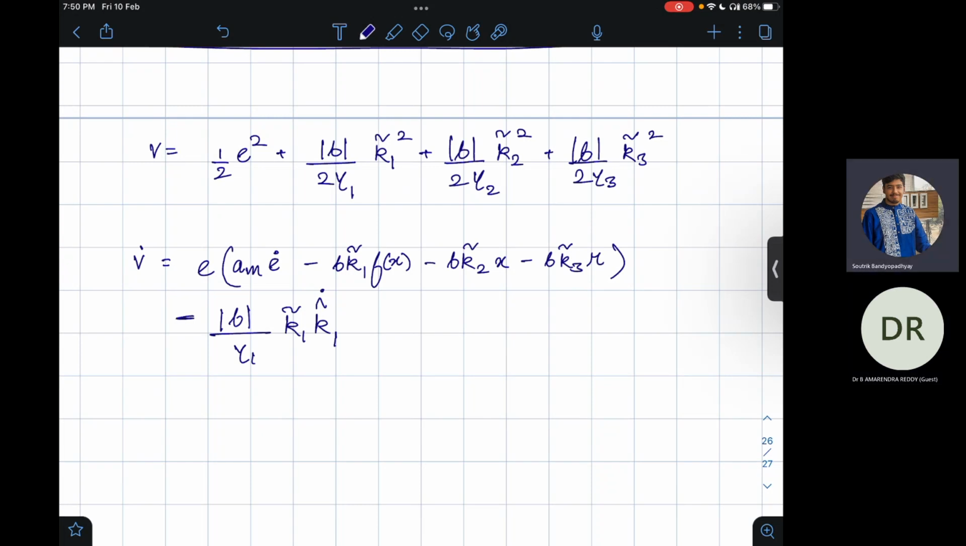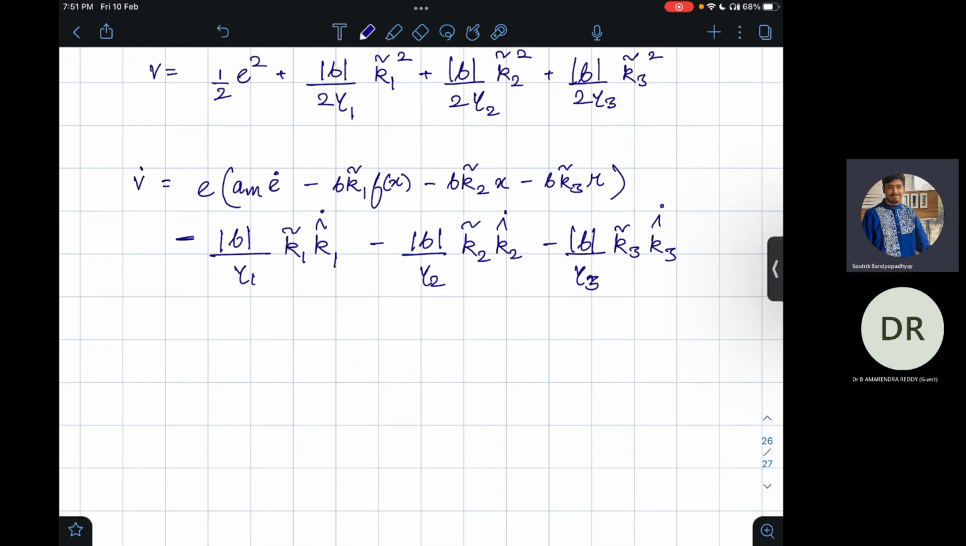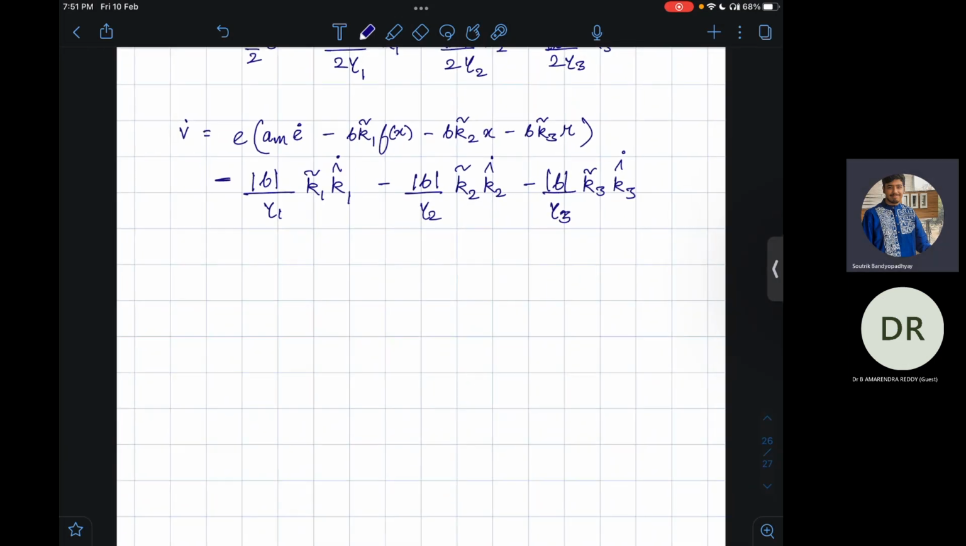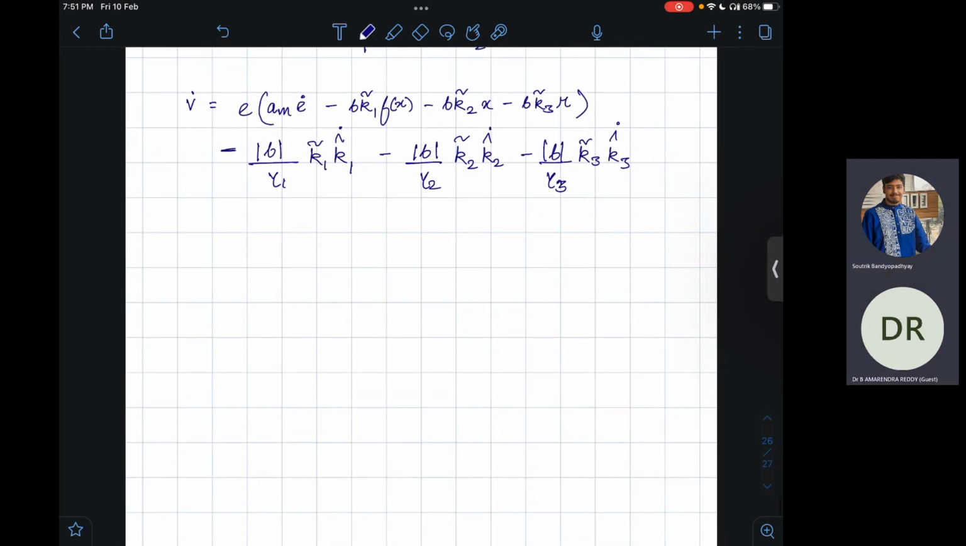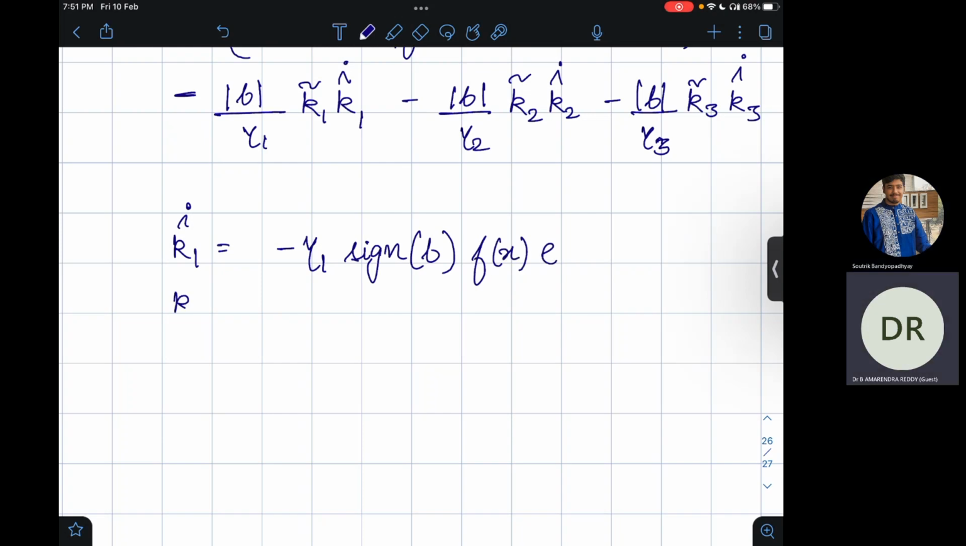Perfect. Minus, here I already considered gamma 2 k2 tilde, K k2 hat dot, minus gamma 3 K3 k3 tilde, K3 k3 hat dot. When I do this, I can compute that if my k1 hat dot is minus gamma 1 sine of b f x into e, it cancels out that term.